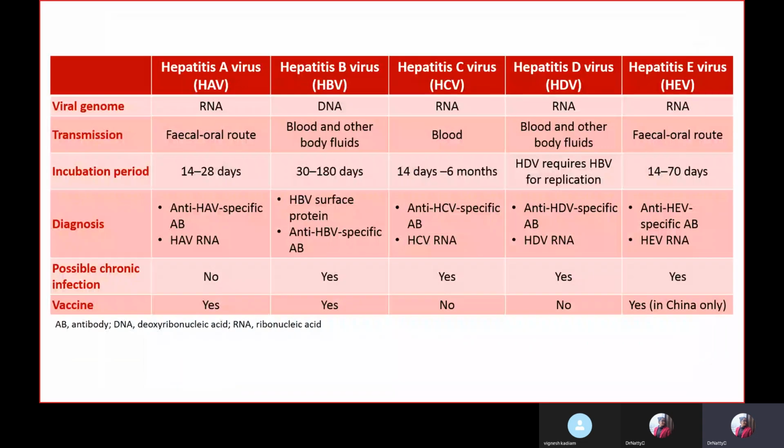Next one is the hepatitis group of viruses. So in the hepatitis group of viruses, we have hepatitis A, B, C, D and E, of which hepatitis B virus alone is a DNA virus. The remaining 4 are RNA viruses.